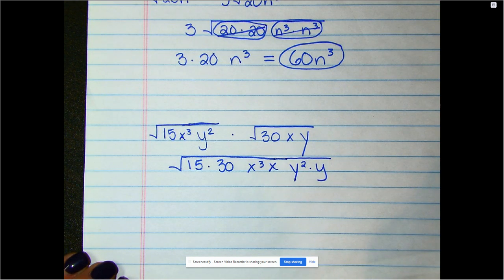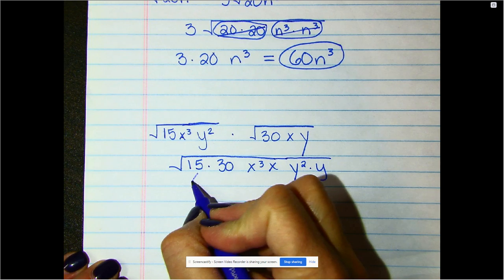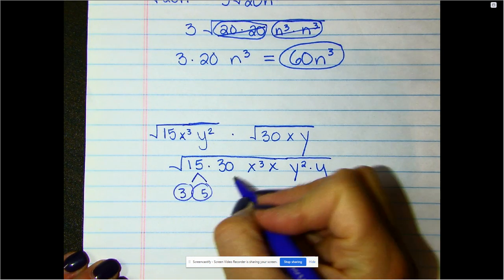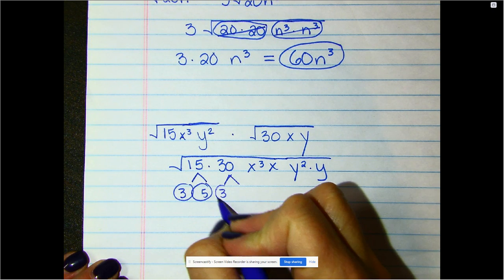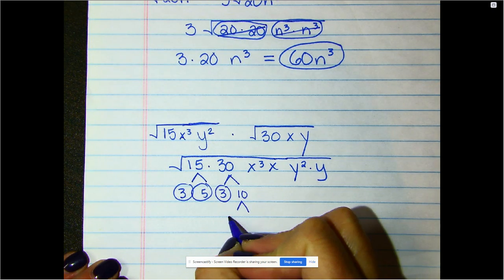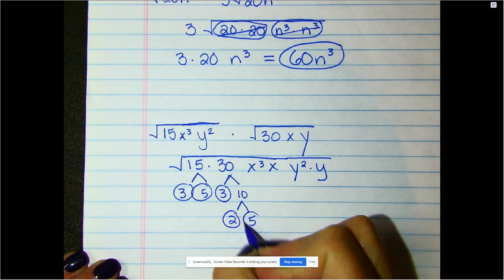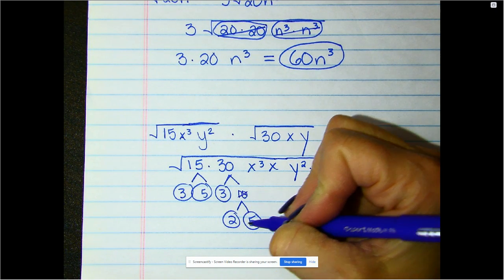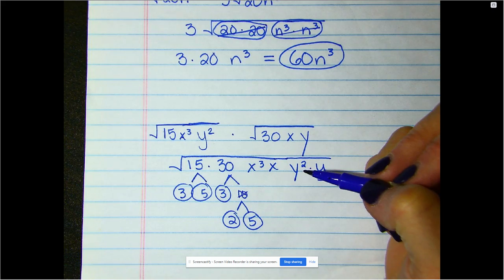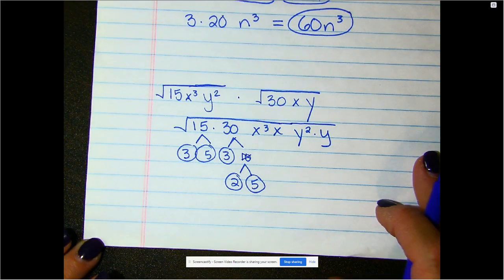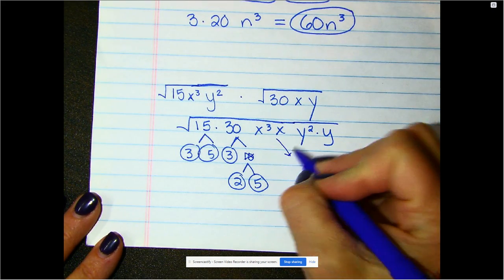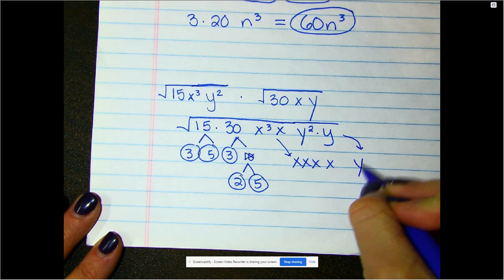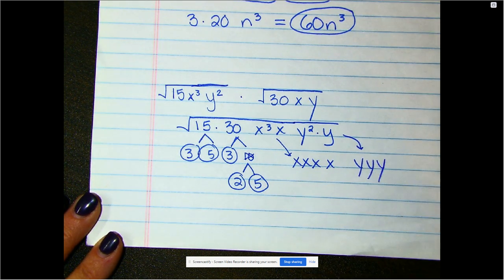No need to multiply them together. We're just going to go ahead and break these down. 3 and 5, both are prime and can't be broken down anymore. 3 and 10, 2 and 5. You're not looking at the 10. Remember, that's gone because you broke it down into the 2 and the 5, so you don't have to worry about the 10. Our x's here, I've got 3 and then 1, and our y's, I've got 2 and 1.